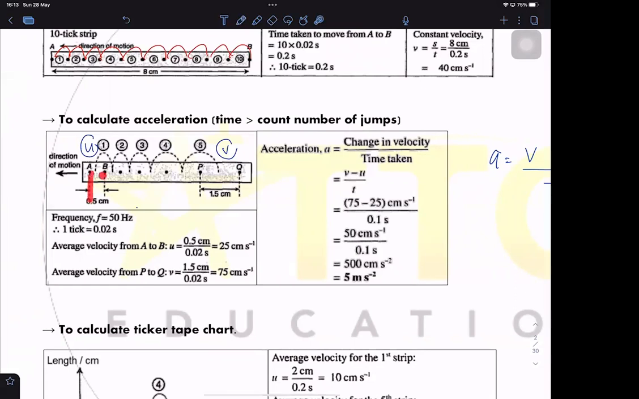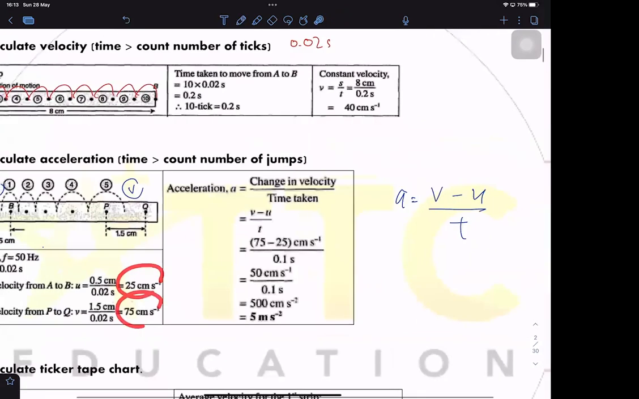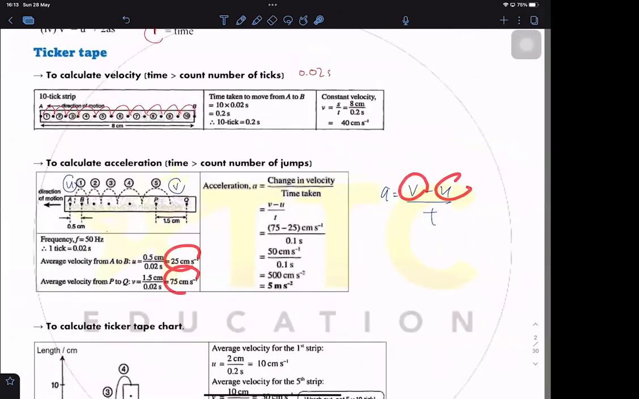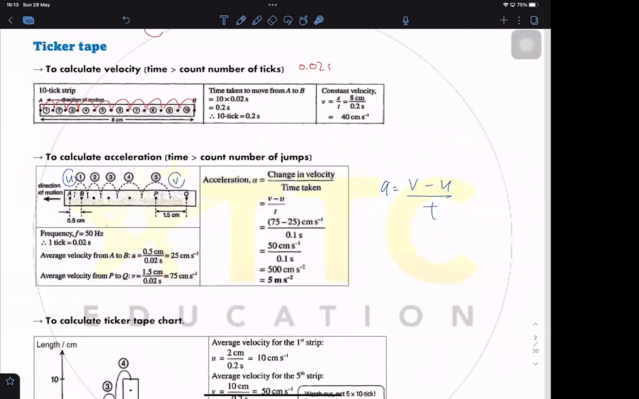So if they give you this distance, you can use it to find the initial, which is the distance divided by the time, because from here to here is one jump. This distance is one jump. And then the final, again, the distance divided by the time from here to here is also one jump. So distance divided by time, you have initial and final velocity. Then you can put it inside.